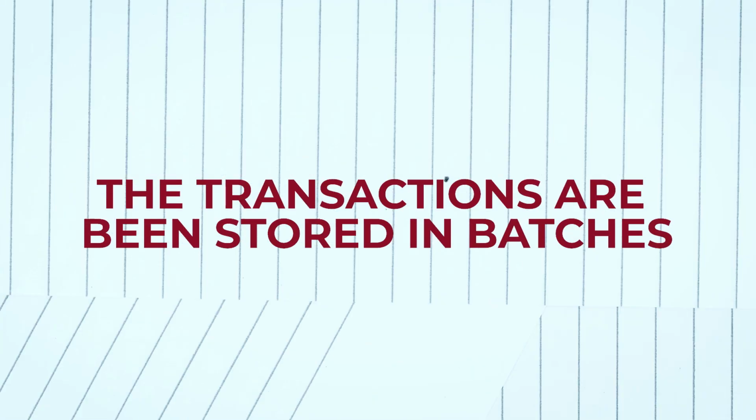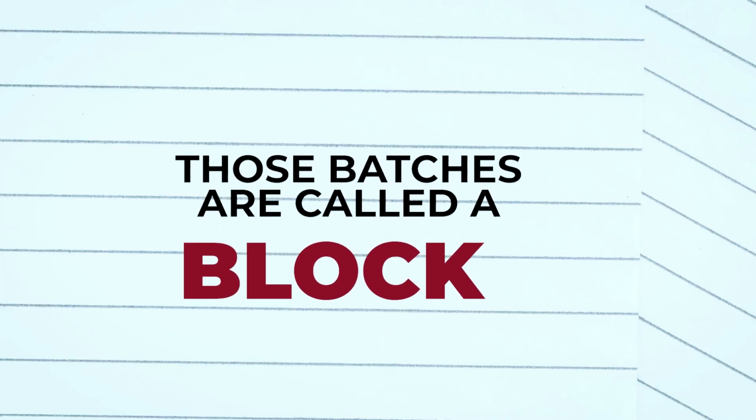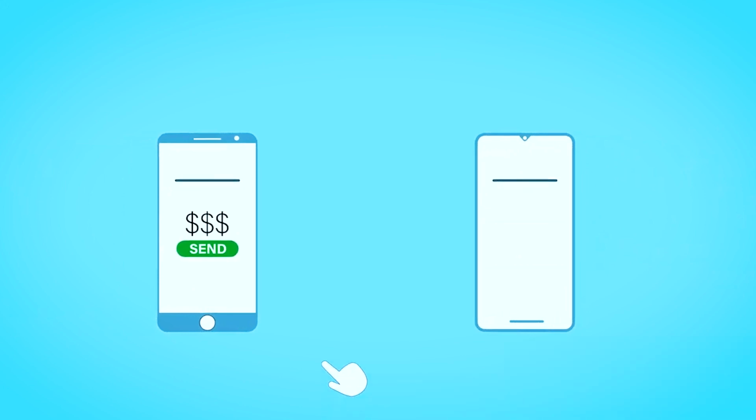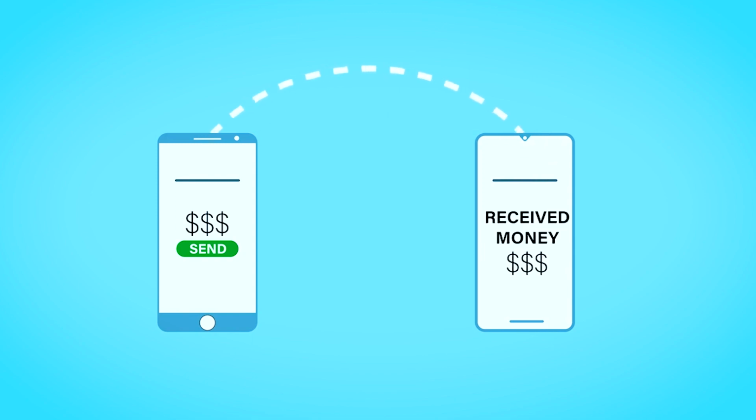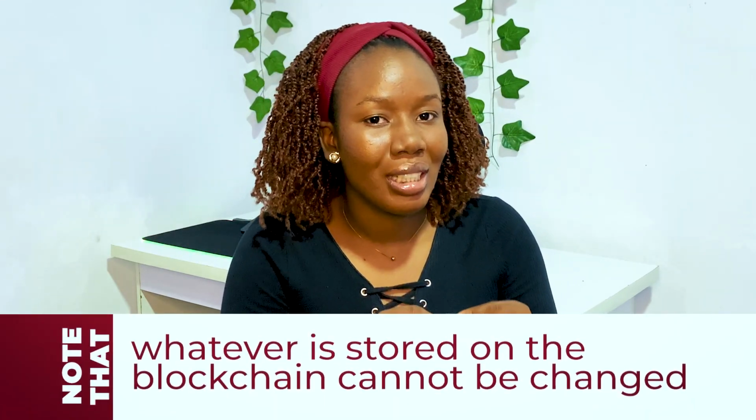Now, one thing you should know about a blockchain is that the transactions are stored in batches. Those batches are called a block. So when you make a transaction, like when you send money to someone, that transaction is added with other transactions and then they are stored in a chain. Please note that whatever you store on the blockchain cannot be changed. That in itself is some form of security.